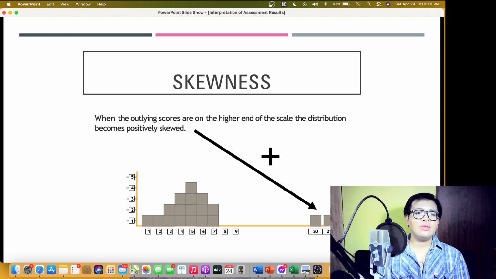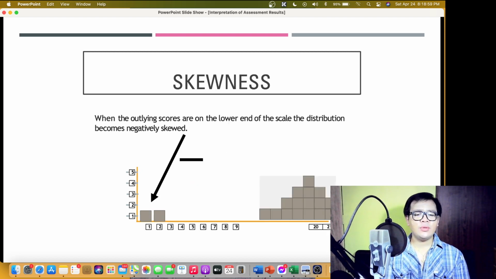As you can see, when the outlying scores are on the higher end of the scale, the distribution becomes positively skewed, that is, more into the positive part. And if it's into the negative part, when the outlying scores are on the lower end of the scale, the distribution becomes negatively skewed.